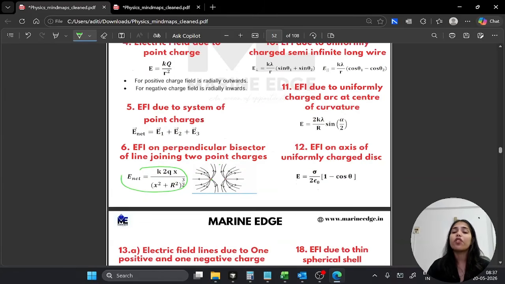Now, electric field due to uniformly charged arc at the center of curvature. If this is an arc and you have to calculate electric field here, the formula is 2K lambda upon R times sine alpha by 2. Alpha is the angle subtended by this arc.